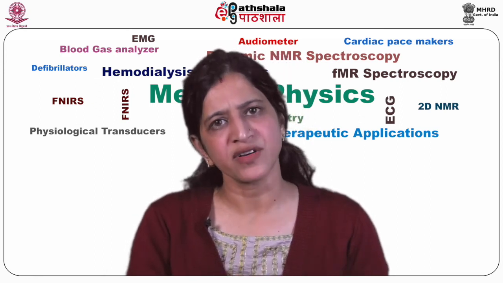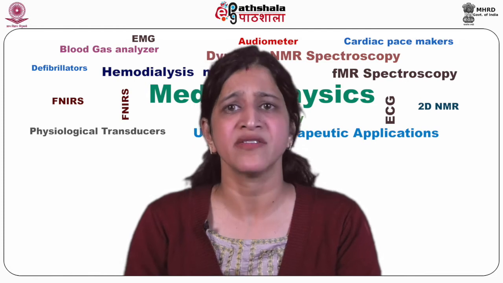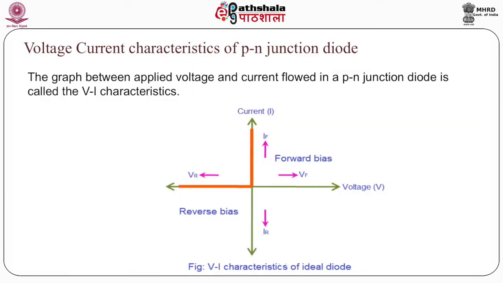So, we can say in reverse biasing the diode is not conducting, whereas in forward biasing the diode is heavily conducting. To define it further, we have some characteristics of voltage and current. To explain this, we plot a graph between the applied voltage and the current flowing in a PN junction diode, and this graph is known as the voltage current characteristics. If we plot voltage on the x-axis and current on the y-axis, we have 4 quadrants. Where voltage is positive and current is positive, the first quadrant is known as the forward biased zone, and the third quadrant where the voltage is negative and the current is negative is known as the reverse biased quadrant.